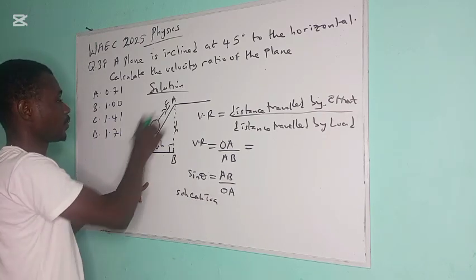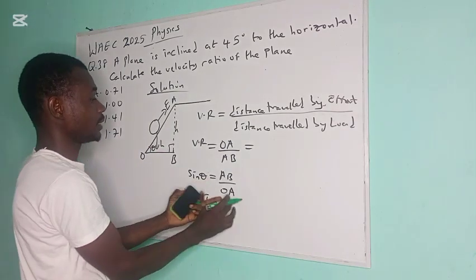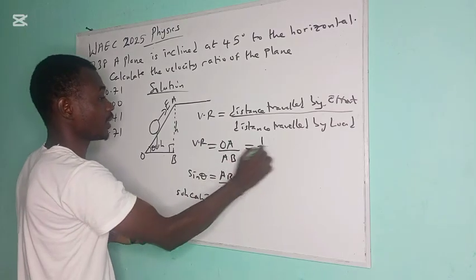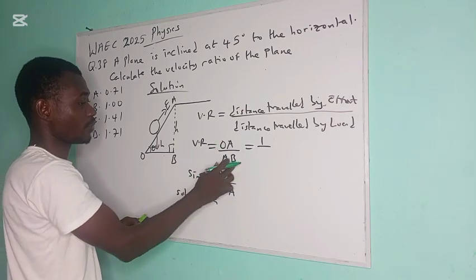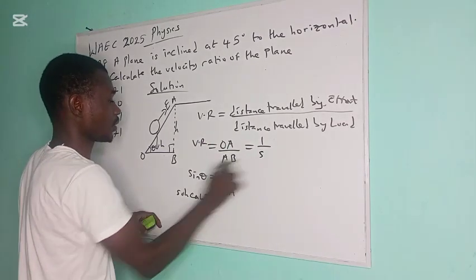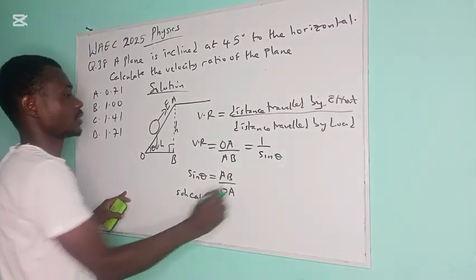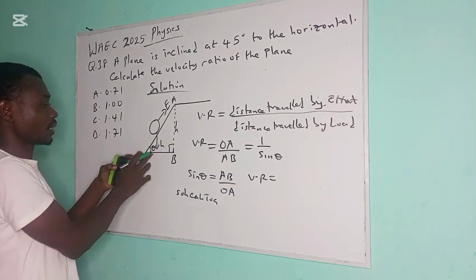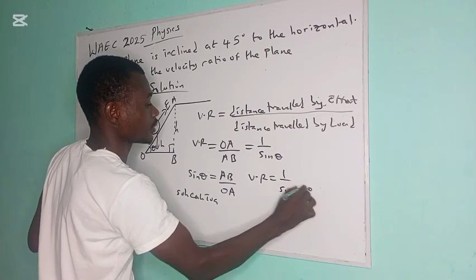Opposite over hypotenuse, the longest line. Now, if you compare this to this, you will see that this is an inverse of this. This is OA over AB, and this is AB over OA. That means this is an inverse of this. So we can now say at what angle to the horizontal? That is at 45 degrees.